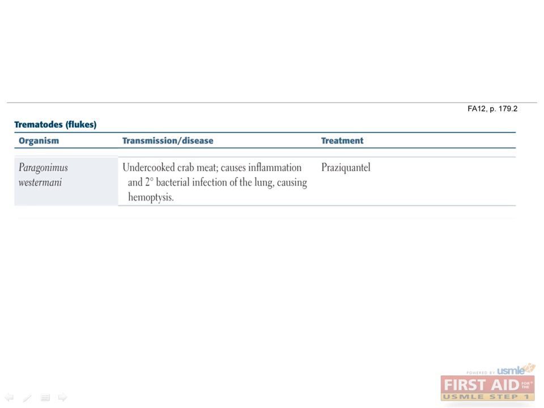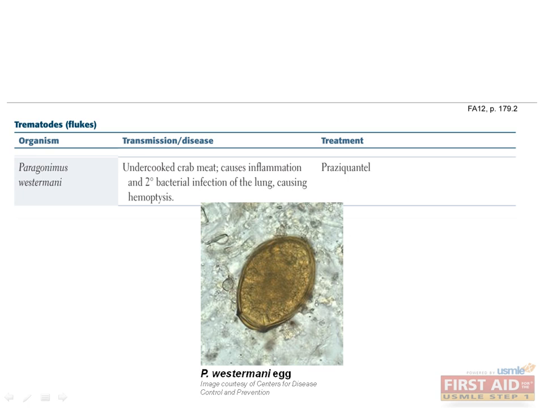Last of our worms is Paragonimus westermani, which is endemic to Asia, Africa, and South America. Eggs are ingested from infected shellfish. Symptoms of infection include hemoptysis, fever, and cough. Remember the buzzword association between hemoptysis and Paragonimus westermani.